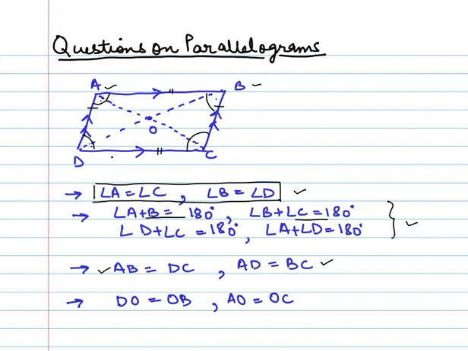We have already studied the proof that diagonals of a parallelogram bisect each other. So if DB is a diagonal and AC is the second diagonal, and they meet at point O, then DO will be equal to OB. They will bisect each other, and AO will be equal to OC. So this is another property. Mostly the questions on parallelograms are based on these properties. So let us solve the questions.